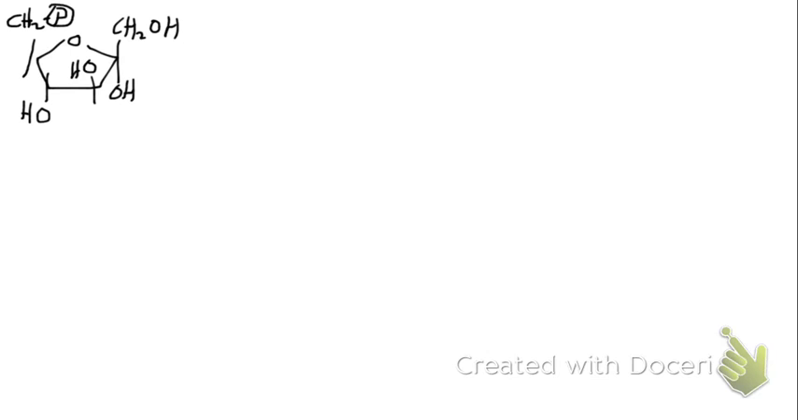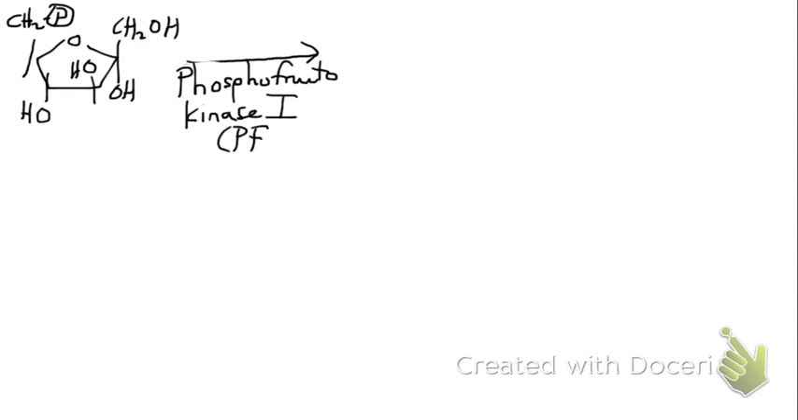Right, so we have fructose 6-phosphate, and it goes through an enzyme called phosphofructokinase 1, right, because we're using a phosphorylated fructose. Also known as PFK1. And so what PFK1 does is it uses another ATP.